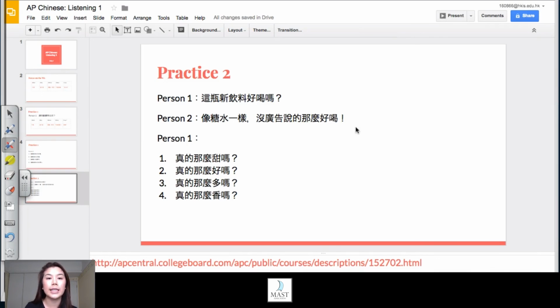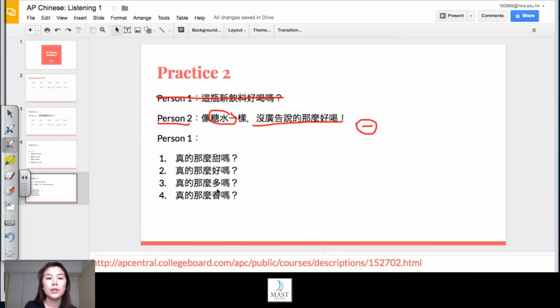Okay, so I have the full conversation here. When you look at this, you can kind of ignore this part because person 2 already answered this part. So this part is not that important. And then you look at this sentence, and this first bit here, 像糖水一样. 糖水 might be weird vocabulary for you, so don't panic, just look at the second part because you might understand that. It says 没广告说的那么好喝. So this is saying that it does not taste as good as what the advertisement has said. So it's giving a negative view of the product. So you put a negative sign here.